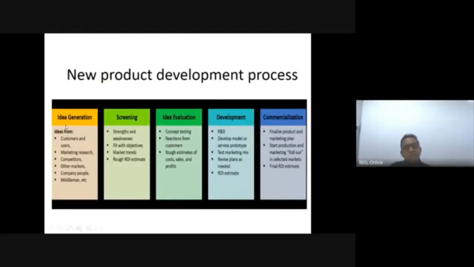So let's see more detail into these stages: idea generation, screening, idea evaluation, development, and commercialization, the steps. So ideas from customers and users. If you want to change or modify your product or a new product idea, a lot of ideas can come from customers and even staff, even the users of the product. And through marketing research, you can get ideas, and you can learn from the competition and other markets elsewhere, global markets, company people, staff, middlemen, suppliers, and your agents, and so on. These are the sources through which you get ideas.